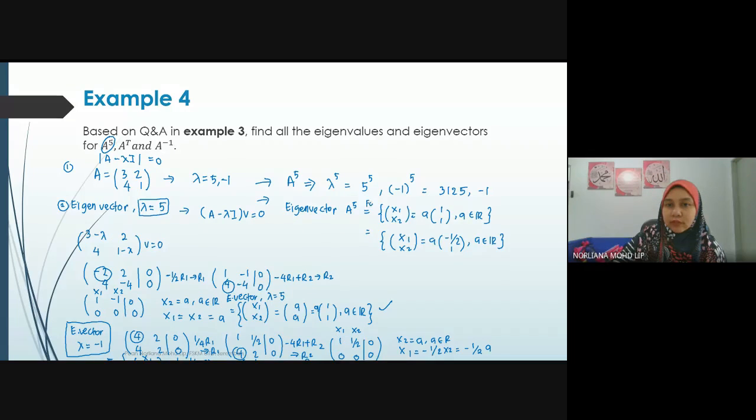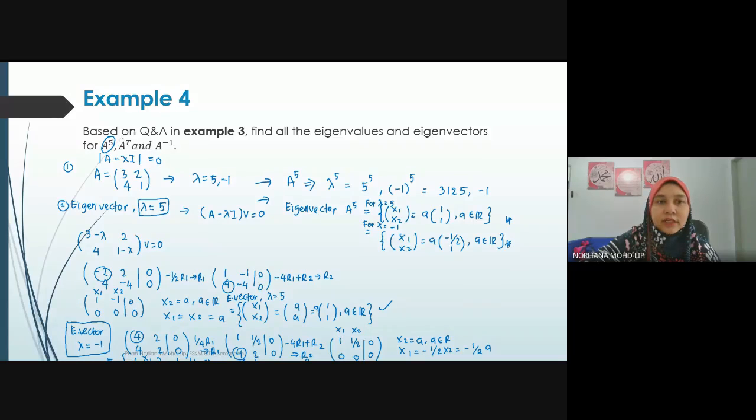Buatlah ni for lambda equal to 5 and for lambda equal to negative 1. So the eigenvector for A power of k, A power of 5 equal to this one. Okay.